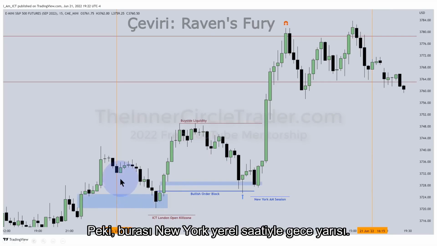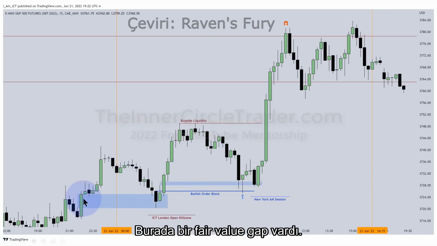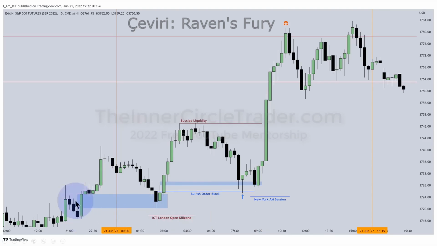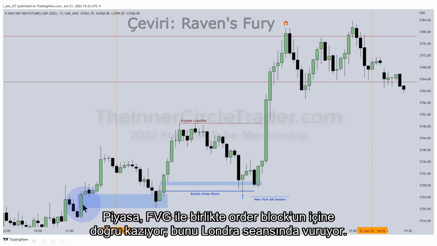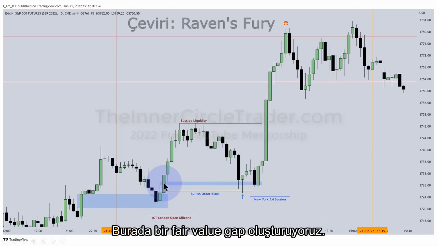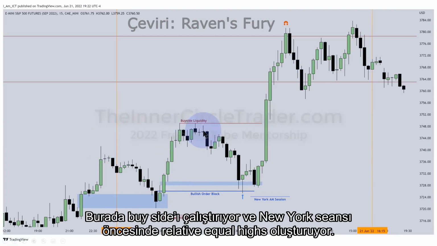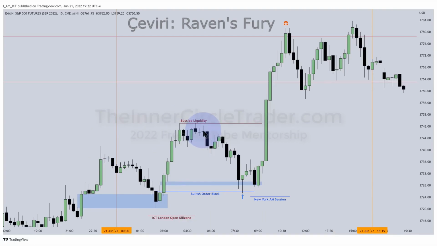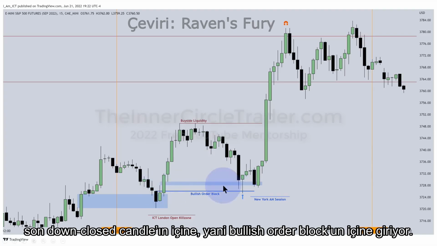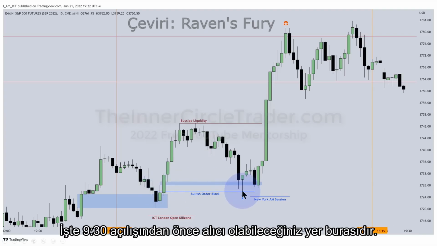All right, so here's midnight, New York local time. We had a fair value gap here, bullish order block, these last 3 down closed candles. That's one consecutive order block. It digs into the order block with the fair value gap, hits that during the London session. It rallies up. We create a fair value gap here. It runs buy side here, and then creates relative equal highs ahead of the New York session. So the market drops down, goes into the fair value gap here, into the last down closed candle, bullish order block there. That's where you could be a buyer ahead of the 9:30 opening.